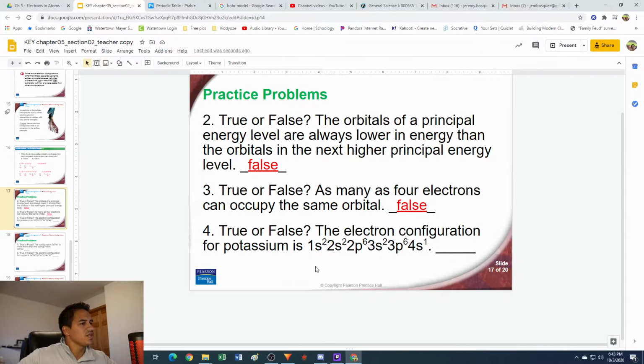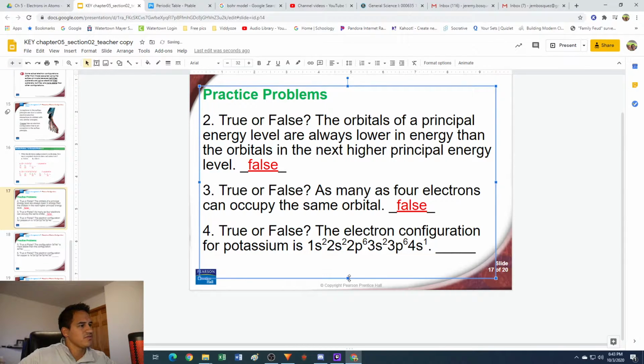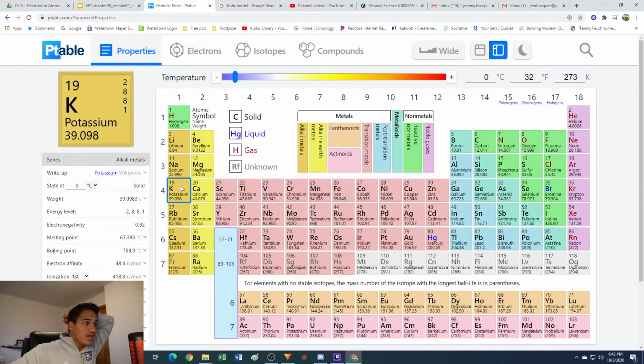Number 4, true or false, the electron configuration for potassium is 1s1, 2s2, 2p6, 3s2, 3p6, 4s1. Okay, so to do this, we're going to check where potassium is on the periodic table. We can write it out and then see if this is actually correct or not. So let's go find potassium, and we'll do this in red down here so we can check it. Okay, so potassium is right here. So it's in the 4th row.